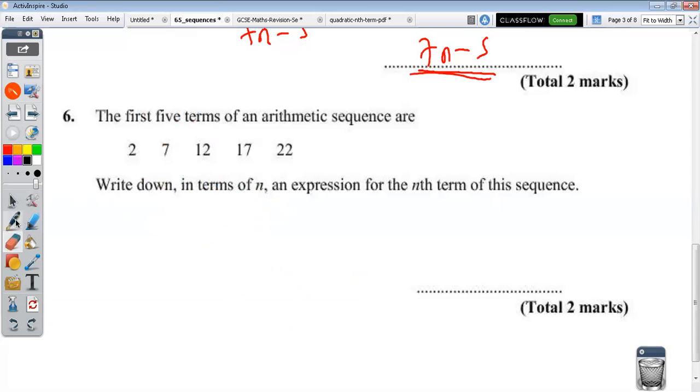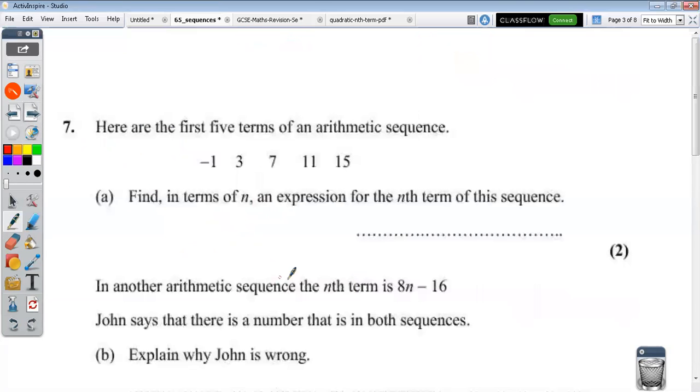Otherwise, how to get it? If anyone didn't get it, there it's 5, 5, so I'm adding a 5. So it's a 5n multiplication table. Then the number before 2, I subtract 5 and I get a minus 3. Is that clear? I hope you got it correct. Now let's work number 7. Again, 30 seconds, finding the formula.